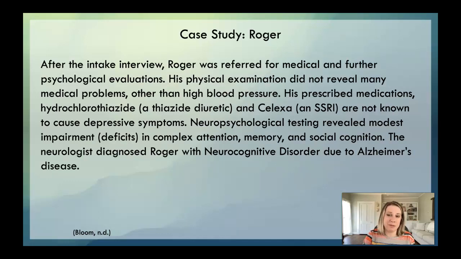Okay, and then what happened next? So after the intake interview, Roger was referred for medical and further psychological evaluations. His physical examination did not reveal any medical problems other than high blood pressure, really. His prescribed medications, hydrochlorothiazide, a thiazide diuretic, and Celexa, an SSRI, are not known to cause depressive symptoms. Neuropsychological testing revealed modest impairment deficits in complex attention, memory, and social cognition. The neurologist diagnosed Roger with neurocognitive disorder due to Alzheimer's disease.